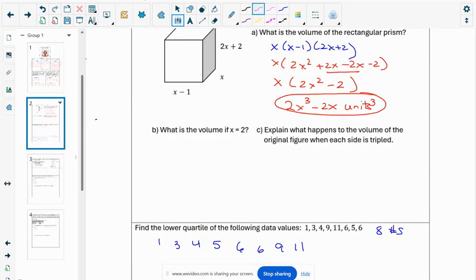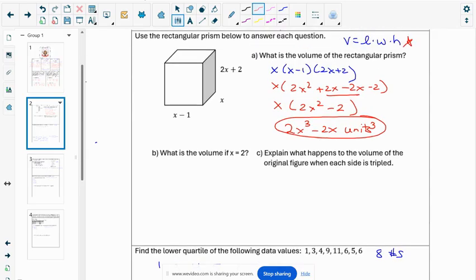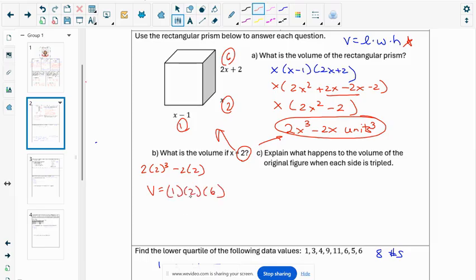Okay, now what happens if the volume is 2? So what I could do is take this 2 and substitute it in there. That's one way to do it. Now this one isn't so bad. The other way, you could just go back to my original problem. So I have 2 minus 1. That would make that side worth 1. And over here, it would be 2. And then up here, 2 times 2 is 4 plus 2 is 6. So my volume is equal to length times width times height. I could just multiply those together. And I have 2 times 6, which gives me 12. And again, that would be 12 units cubed.